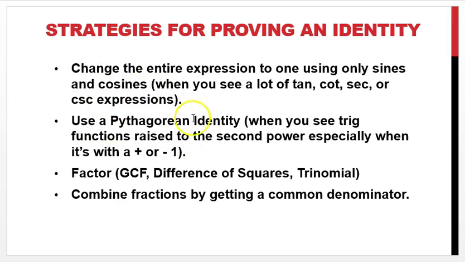I did not see trig functions being raised to the second power, so I don't see a Pythagorean identity I could use. I also don't see any factoring techniques that could be applied, so this one's not an option right now. And I didn't have any fractions that were being added or subtracted, so I don't see a way to combine fractions. So in this case, there's only one step that's open to me, and that's going to be to rewrite all of the trig expressions using sines and cosines only.